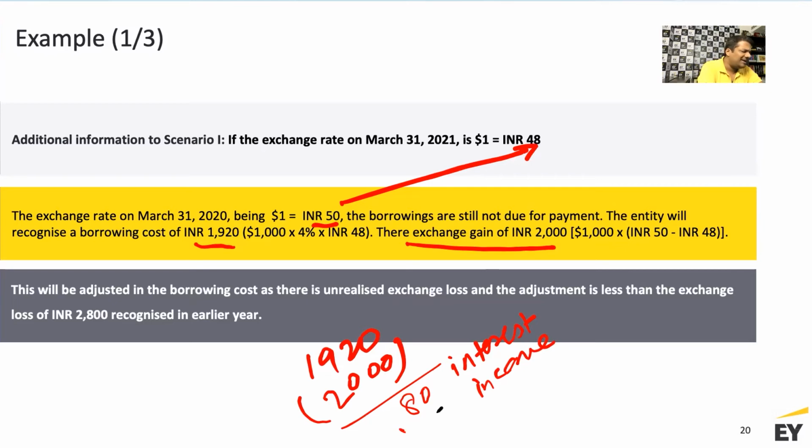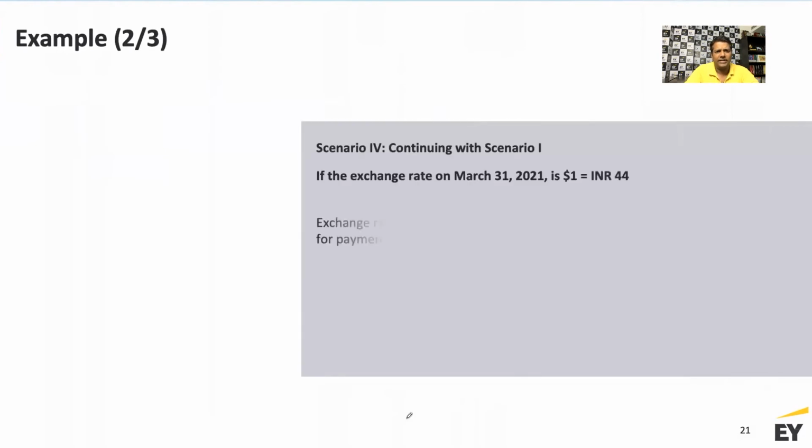So this 80 will be reduced, so there will be no new capitalization of interest cost. In fact, what I've capitalized in the past, that is what I also need to take away, and that will reduce the carrying value of my capital work in progress from that perspective. Let's further look at this.